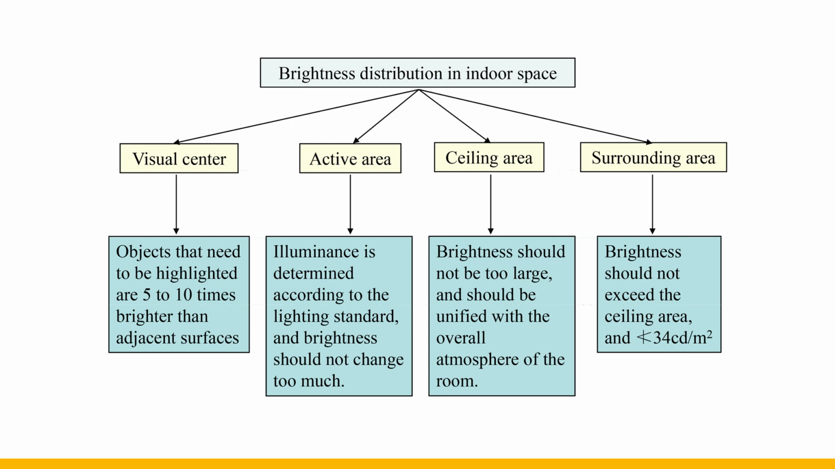The brightness of the ceiling area should not be large and should be concise and unified with the overall atmosphere of the room. The surrounding area should avoid brightness exceeding the ceiling area and not have too much decoration so as not to affect the focus, but it should not be lower than 34 candela per square meter. Otherwise, it will make people feel dim.